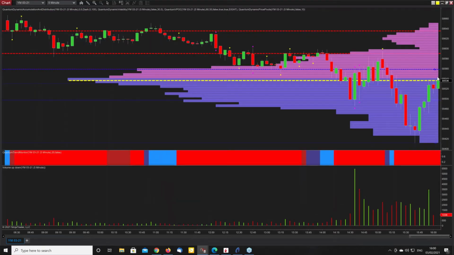Well, first of all, it has to get through this lot here. It's got this level to go through. It's got a very strong level here to get through, and then another level above it. Yes, we've got a low volume node here, but it's really got to battle its way back. Decent volume under this particular candle, which is positive. Relatively low volume under this one, which is positive.